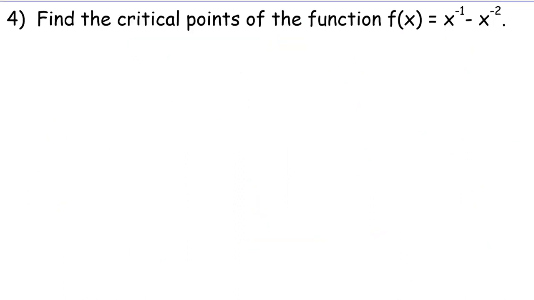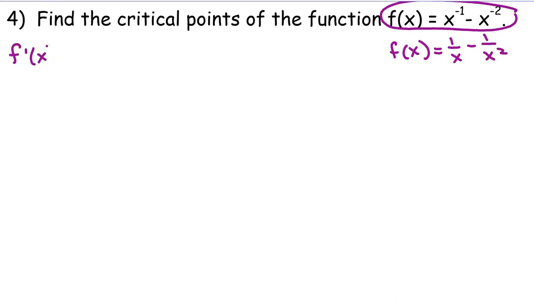Okay. So we're going to find the critical points of this function, f of x equals x to the negative first power minus x to the negative second power. We might see this function written this way, f of x equals 1 over x minus 1 over x squared, but it's definitely easier to differentiate if we have it written with just the exponents. So to find the critical points, we're looking for the numbers where the derivative of the function equals 0 or does not exist. So we find the derivative.